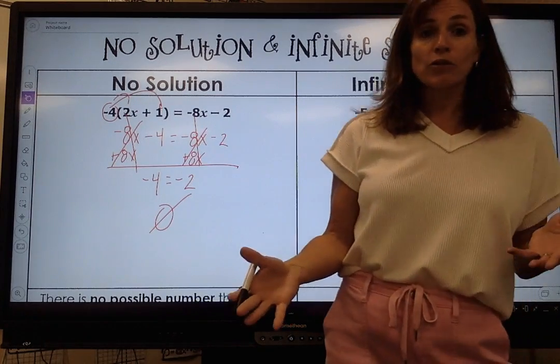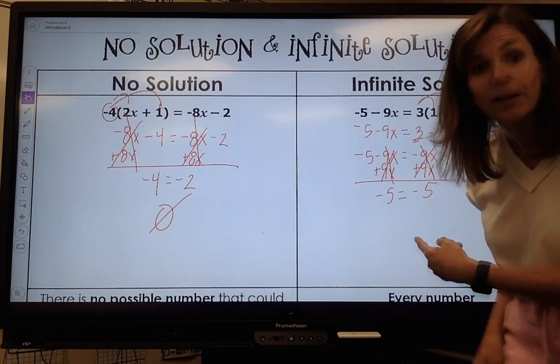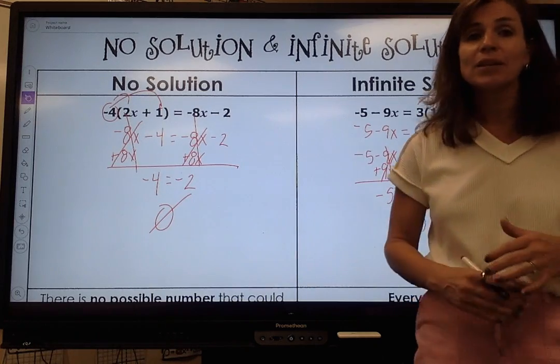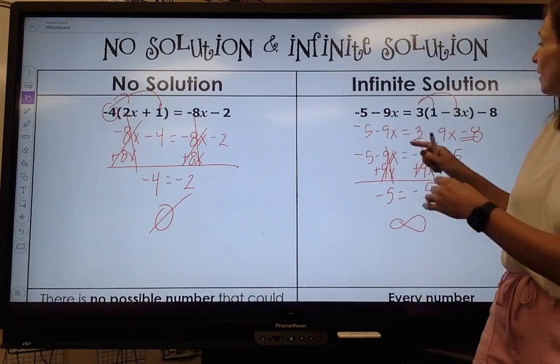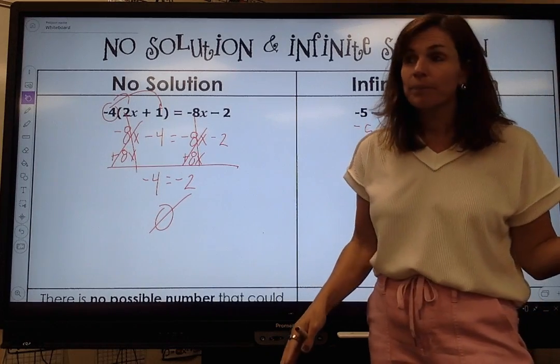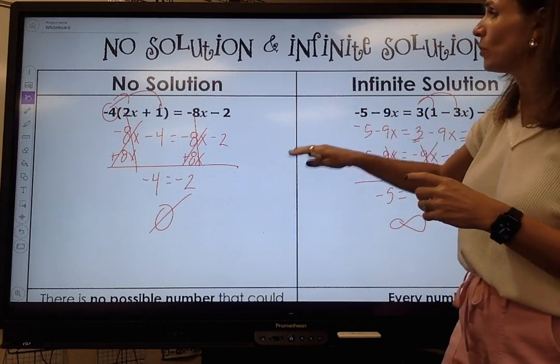So now you have to ask yourself, is this statement true? Does negative 5 equal negative 5? It does. So I have infinitely many solutions. That means no matter what value I plug in, it's going to be the same and make that equation true every single time.